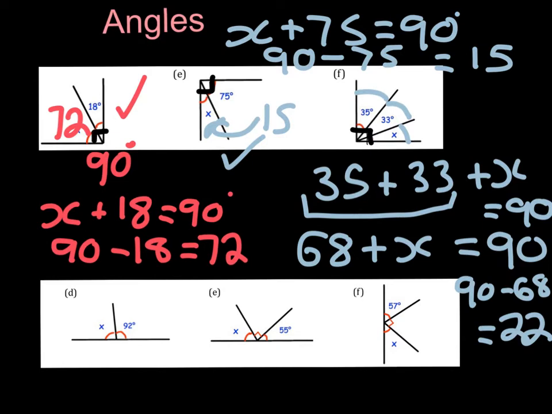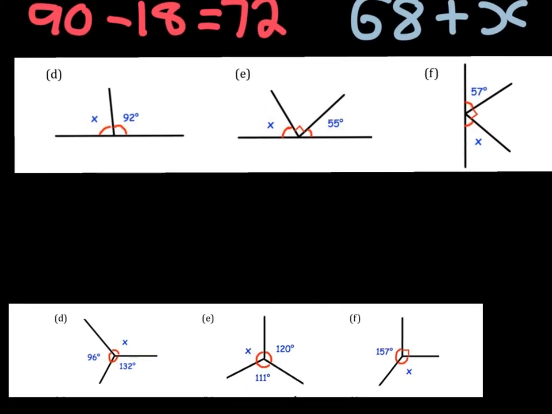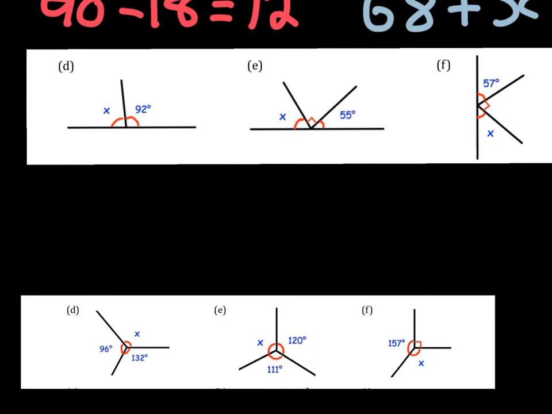Just looking back, all of these angles would be in degrees, so you've got 22 degrees, 15 degrees, and then the original one, 72 degrees. So they're all for 90-degree angles. I'm now going to move on and have a look at the straight lines.